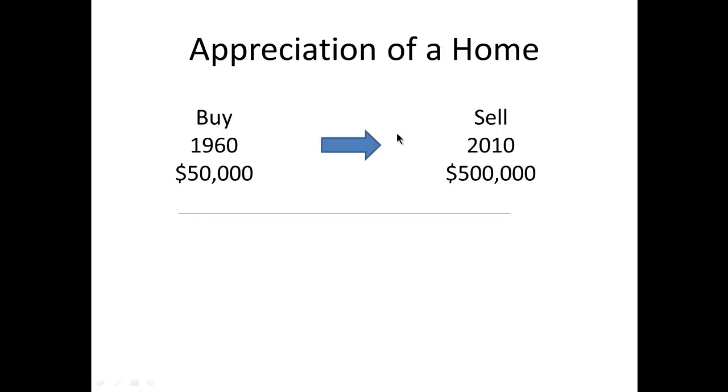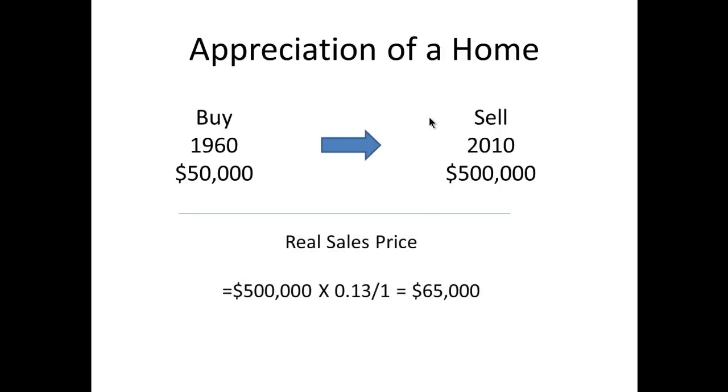But that's misleading. We have to worry about that substantial change in the purchasing power of the dollar that occurred in the meantime. And the way you do that, and the way economists do that when they deal with all economic statistics like gross national product, is to compute something called the real value of the sale. And here's how that works. You sold the house for $500,000. But at the time you sold it, the purchasing power of the dollar was only 13 cents compared to a $1 purchasing power of the dollar back in 1960.